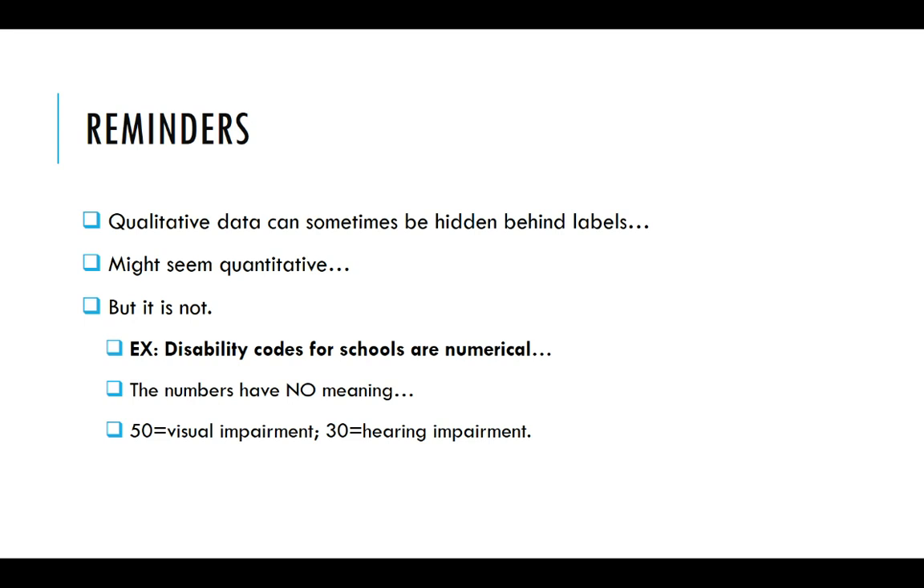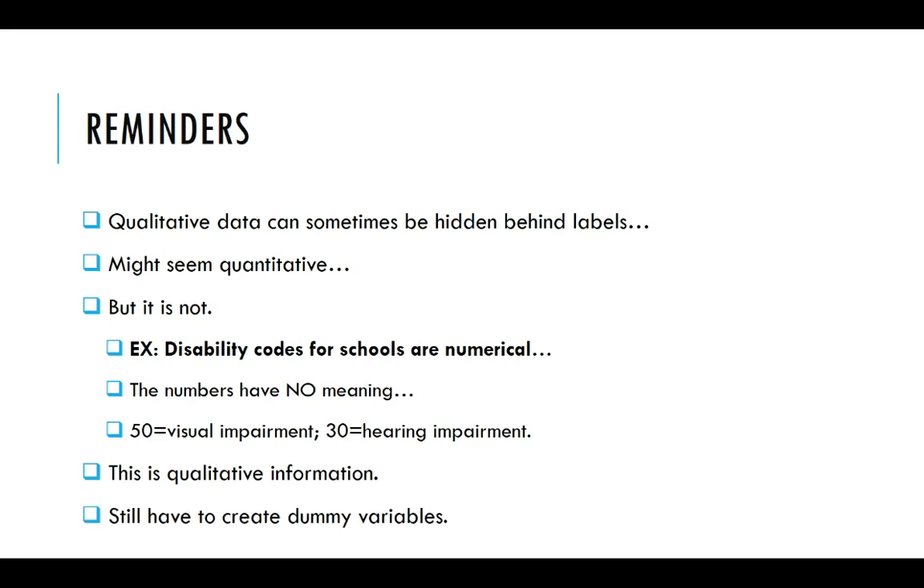Are these quantitative simply because there is a number attached? No. I can make up numbers for anything, right? You're category 1, category 2, category 3, it doesn't matter. They are still qualitative. This is still qualitative information, and you would still need to put in a dummy. So if a student has a visual impairment, then you would want to basically turn on that code, the 1 indicating this student has a visual impairment, because it is qualitative. We still have to create dummy variables here.